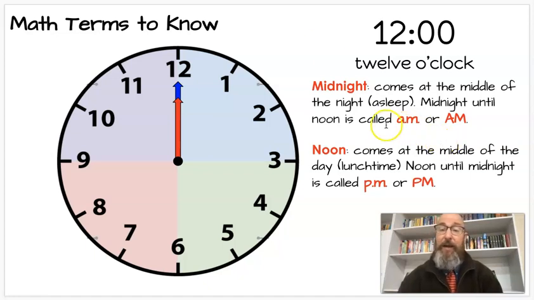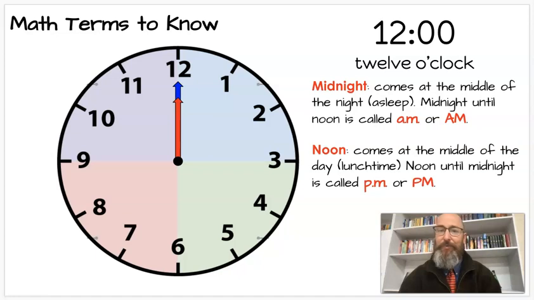Now, midnight until noon, so 12:01 in the morning until 11:59 is AM. And there's 2 different ways you can write it. Check with your teacher to see which way they want you to do that. And from noon, which means basically after lunch, also called afternoon, until midnight is PM. And again, there's 2 different ways to write it with a P and an M. And again, check with your teacher on how they want you to write that.